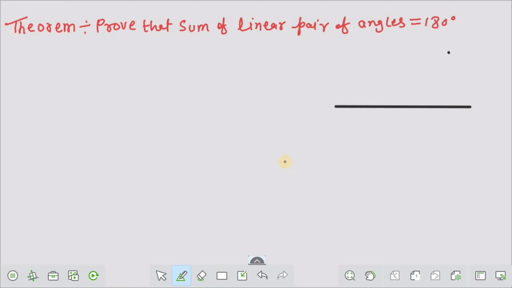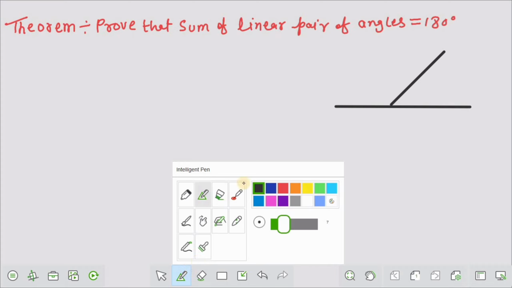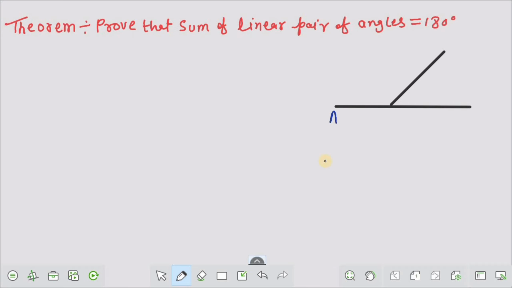Let's say this is the ray. Alright, so now let's name this line and the angles. Let's say this is line AB. O is the originating point of this ray, right? And this is C. Okay, so what we need to prove is that angle AOC plus angle COB should be equal to 180 degrees. That is what we need to prove. Okay, so let's go and try to prove it.